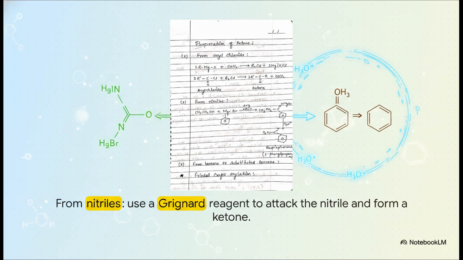And just like we saw with aldehydes, we can also make ketones from nitriles. But again, the reagent choice is what determines the final product. Instead of a reducing agent, this time we use a Grignard reagent. It attacks the nitrile carbon, and after a little water workup, we get a ketone. It's a perfect example of how one starting material can lead to totally different products just by changing what you react it with.